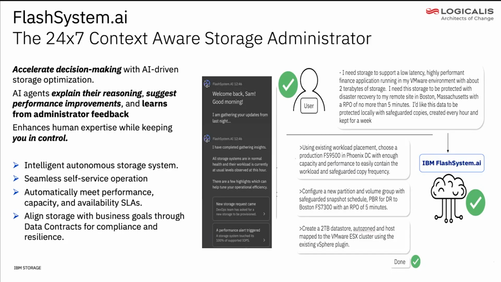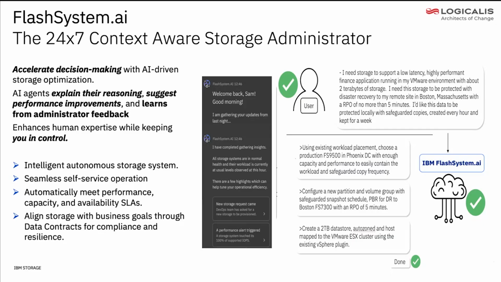So we actually did the math, and the storage management effort that storage admins used to have to do can be reduced up to 90% using FlashSystem.ai. So something that used to take a storage admin 7 minutes, you can now do with a click and a 30-second prompt. Very, very powerful tool, and this is, again, available with all of our newest boxes. So it's turning your environment into an intelligent, autonomous storage system. It's allowing everyone at your company to do seamless self-service operations, obviously with the correct permissions. And you can automatically meet performance, capacity, and availability SLAs through your context-aware AI.